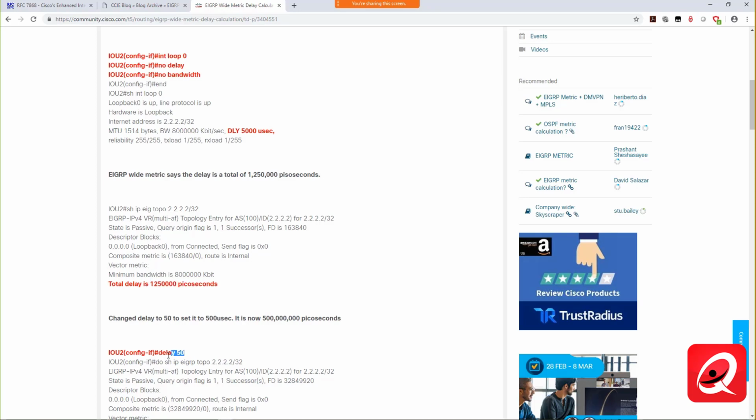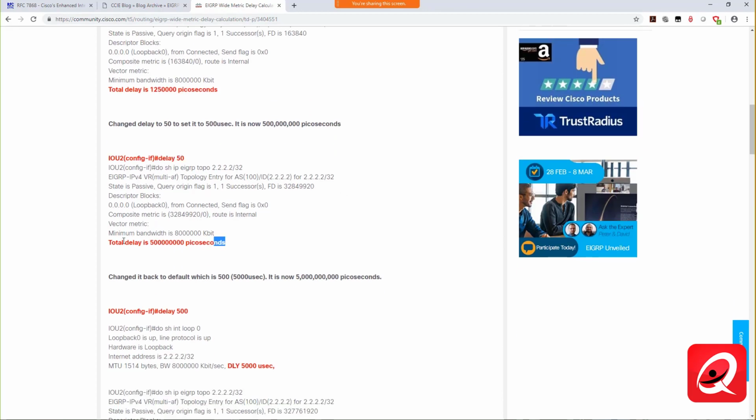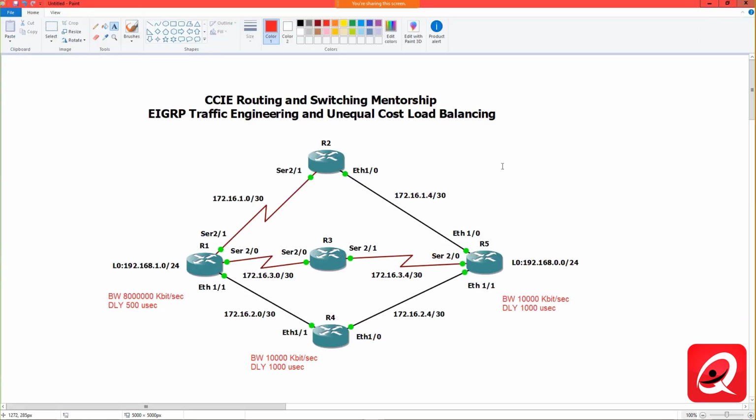But it turns out if you statically set the delay on the loopback interface, it correctly calculates the metric weight in picoseconds. So we were banging our heads against the walls yesterday trying to figure out why our calculations weren't coming out correctly. There were a couple of reasons, but the primary reason was that the picoseconds were not being calculated correctly for that particular interface.